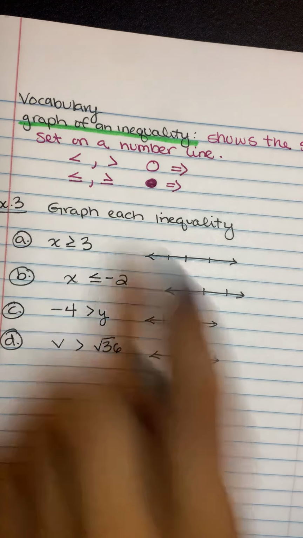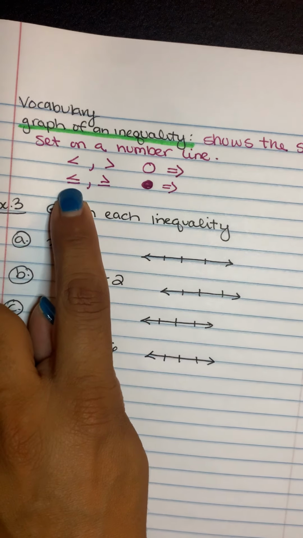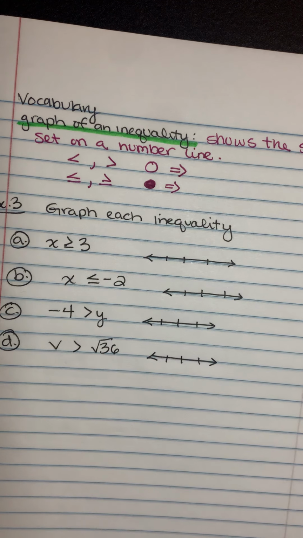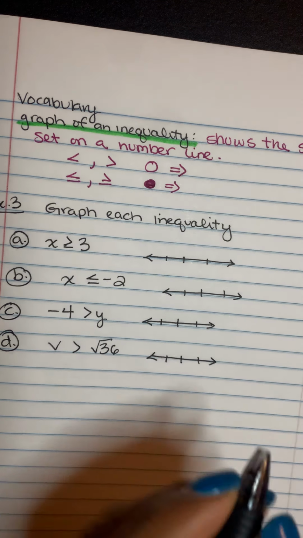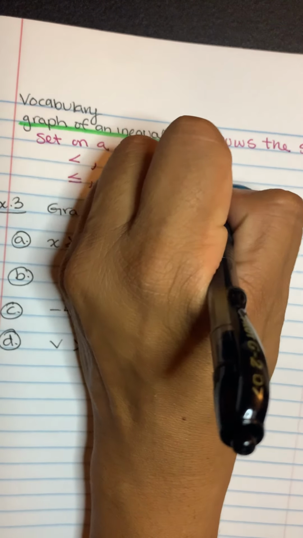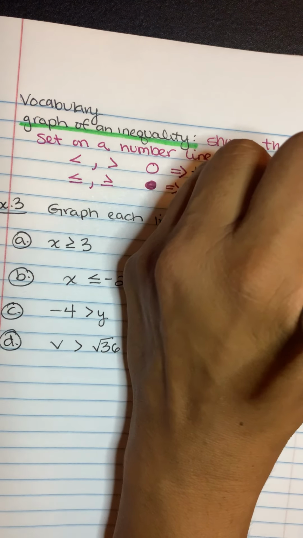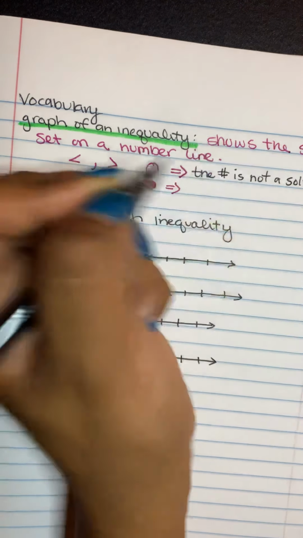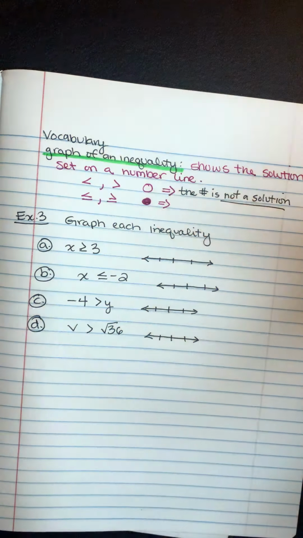You have symbols here. Anytime you see less than or greater than with the extra line, we have what we call a closed dot. Okay, and so you're probably asking yourself, what does that mean? When you have an open dot, that means the number is not a solution.